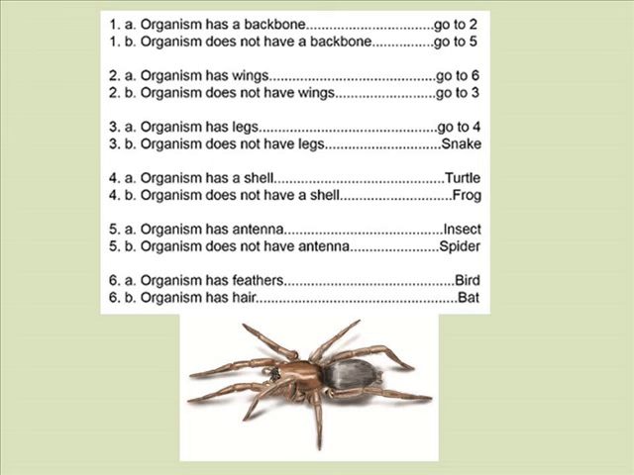For number 5, it says A, organism has antennae, or B, organism does not have antennae. So since the animal in the picture does not have any antennae, this animal, if you follow over, would be a spider. I know, big surprise, but this is how you use a dichotomous key. Each time you start with a new item or a new living thing, you go to step number 1 and you start all over again.